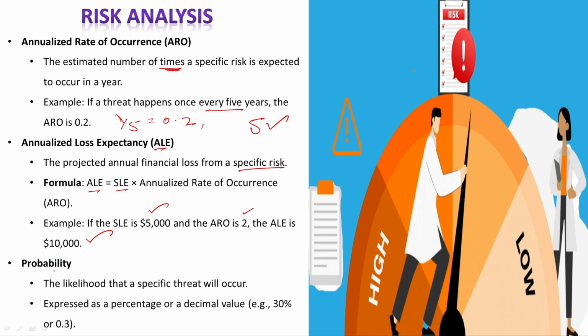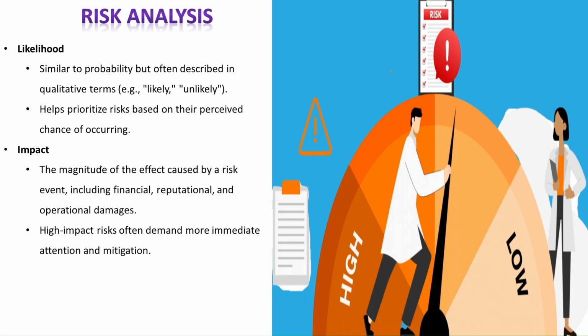What is the probability? It is the likelihood that a specific threat will occur, expressed as a percentage or a decimal value. For example, 30% or 0.3. Likelihood is similar to probability but often described in qualitative terms like likely, unlikely, very likely, etc. It helps prioritize the risks based on their perceived chance of occurring. What is impact? Impact is the magnitude of the effect caused by a risk event, including financial, reputational, and operational damages. High impact risks often demand more immediate attention and mitigation. So high impact risks are prioritized first as compared to low impact risks.